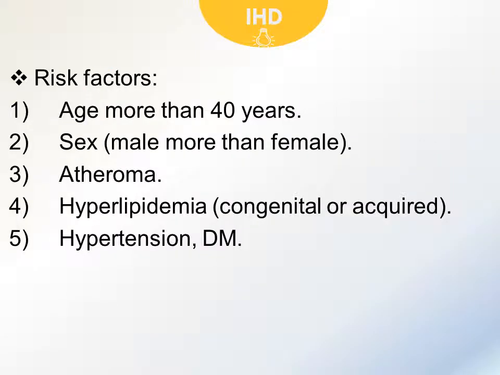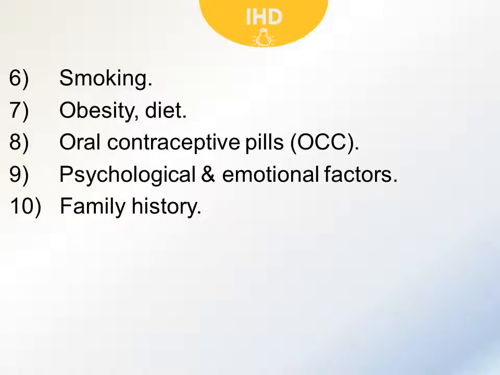The main risk factors of ischemic heart disease are, first, age more than 40 years; second, sex, in which males are affected more than females; third, atheroma; fourth, hyperlipidemia, either congenital or acquired. Hypertension and diabetes mellitus also have a role in ischemic heart disease. Other factors are smoking, obesity and diet, oral contraceptive pills, and finally psychological and emotional factors and family history.